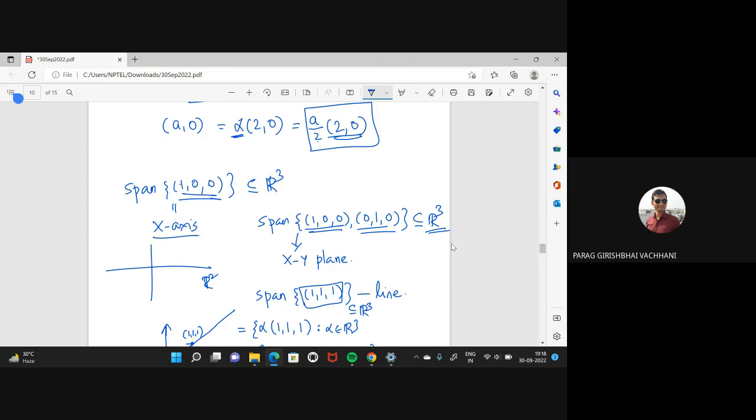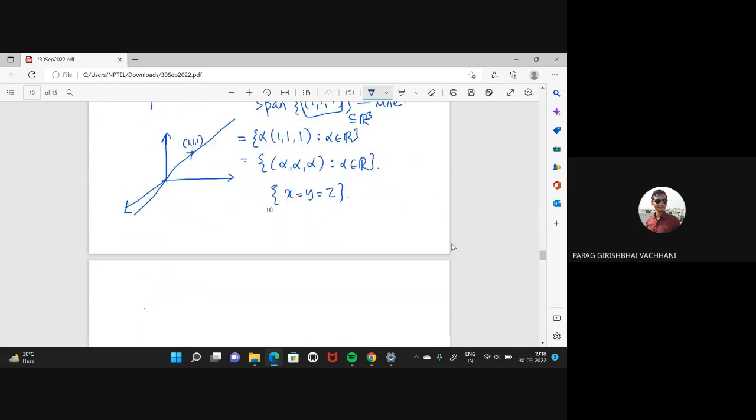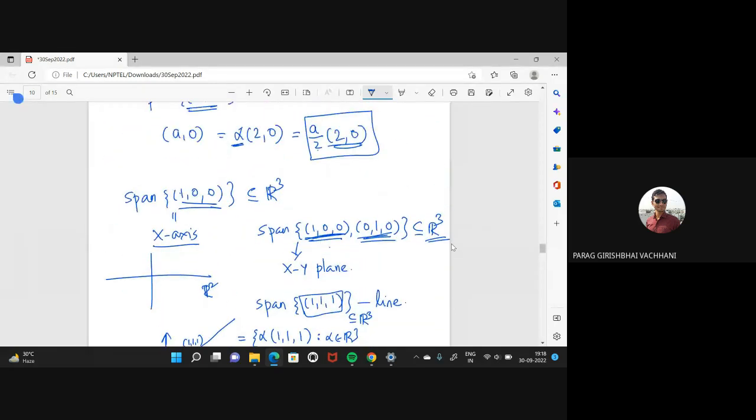So madam, can we say the span of (1, 0, 0), (0, 1, 0) is a spanning set for R2? No. See, it has 3 components. So you cannot even say that it is a spanning set for R2, because we are already in R3. It generates the XY plane in R3. That's all. You cannot say R2. It is the XY plane that is in R3.